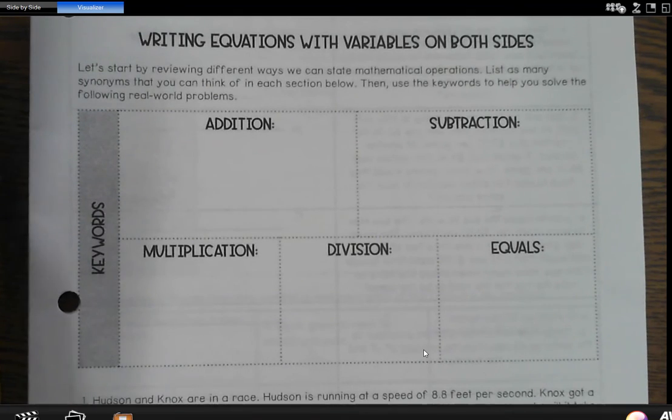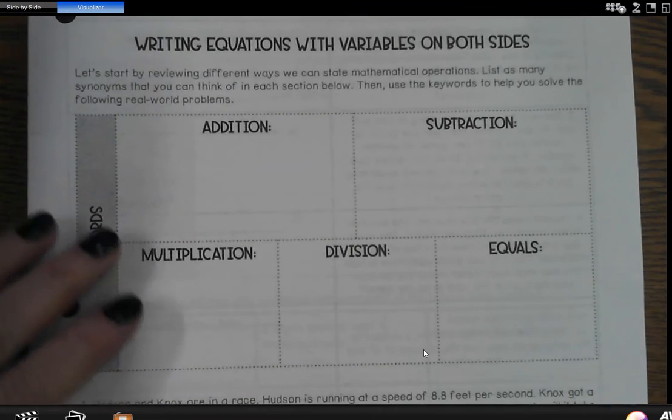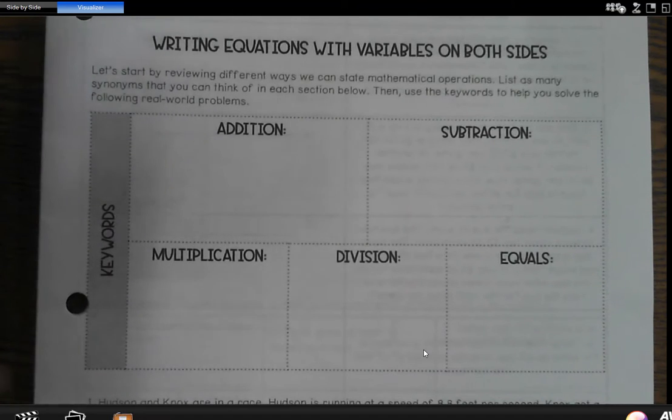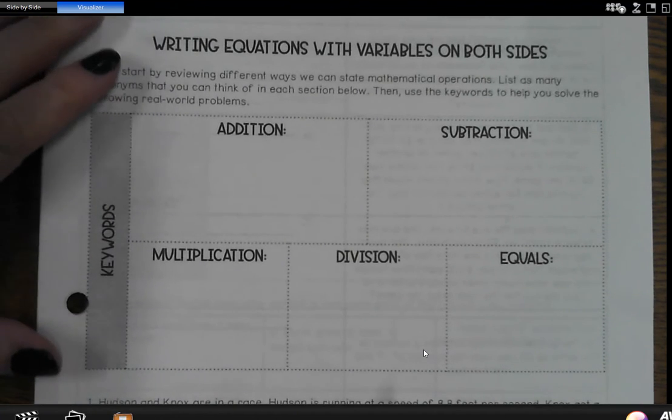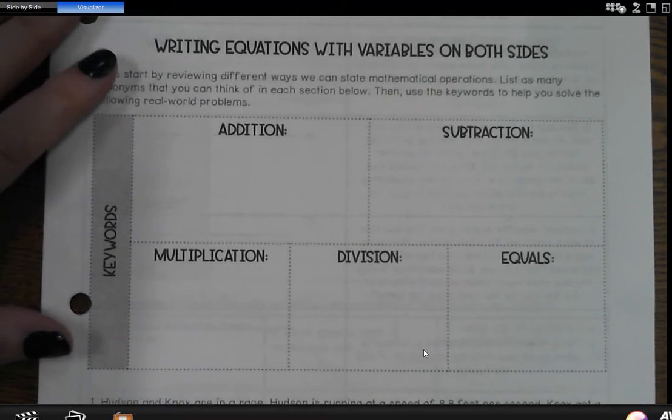So today we're going to talk about writing equations with variables on both sides. These are very, very easy to do as long as you are very comfortable with the keywords. So let's talk about keywords you would have for addition. What are some ways that you can say addition?